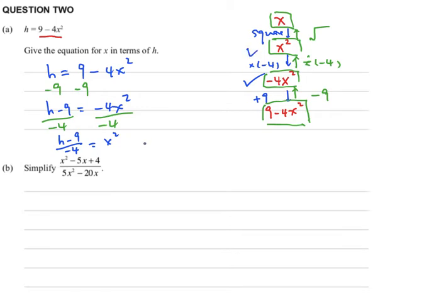So we have x squared. Only one step away from x. Now what we have to do is square root, square root on both sides. So hence we have x on the left-hand side, and on the right-hand side the square root of h minus 9 divided by -4. If you stop over there, that's all fine. I won't add anything extra to confuse you. That's fine. Okay, question B, simplifying.